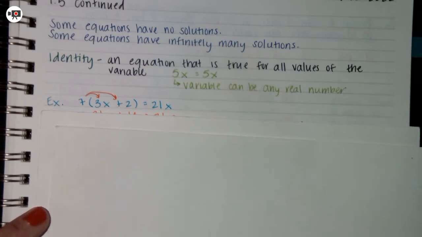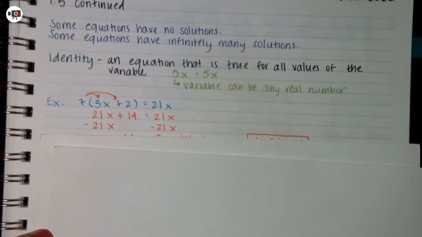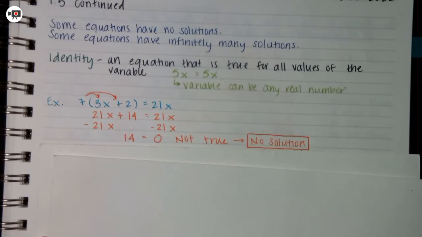So if we have 7 times (3x plus 2) equals 21x, if I'm solving for x, I distribute, then put all variables on the same side, and I get 14 equals 0. 14 does not equal 0. That is not true, so my answer is no solution.